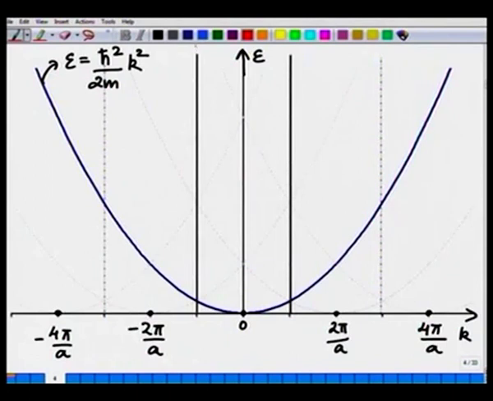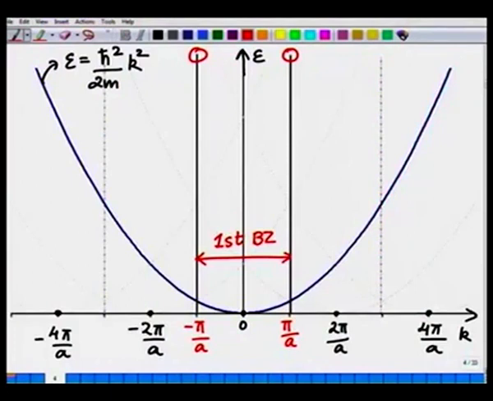Now what I am showing you is I have drawn 2 lines right here, this line and this line, and here is my pi by a, and here is my minus pi by a. This is my first Brillouin zone, which I showed you a second ago. Now this is my first Brillouin zone, and I want to show you that everything can be plotted in here.